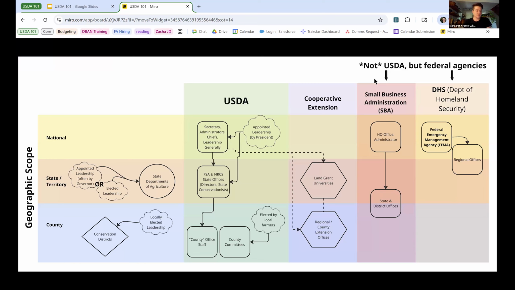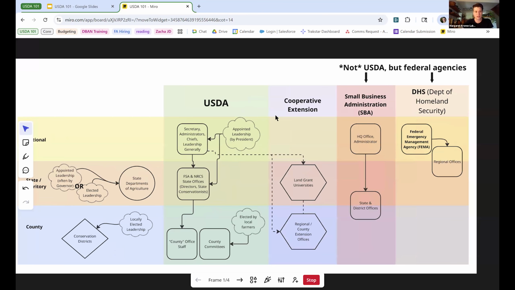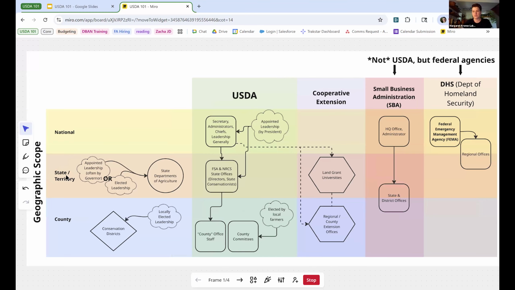So you can see here that we've got USDA in our green column. We're going to look much closer at that throughout the day here. And others in other columns. And we have the geographic scope noted here with national being at the top, state or territory next, and local or county level at the bottom.